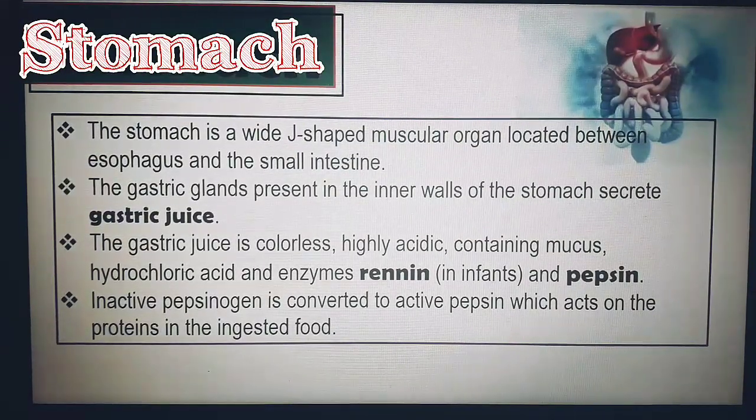Okay, so the stomach is a wide J-shaped muscular organ located between the esophagus and the small intestine. The gastric glands present in the inner walls of the stomach secrete gastric juice.